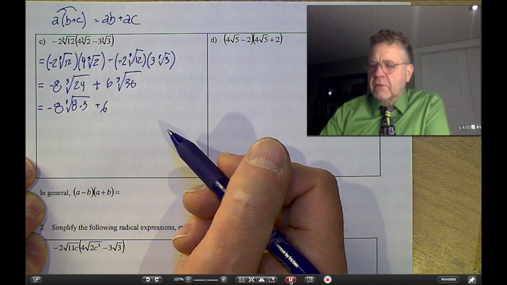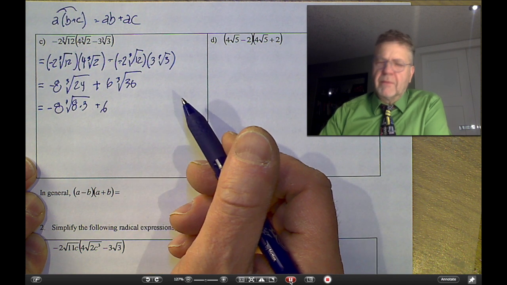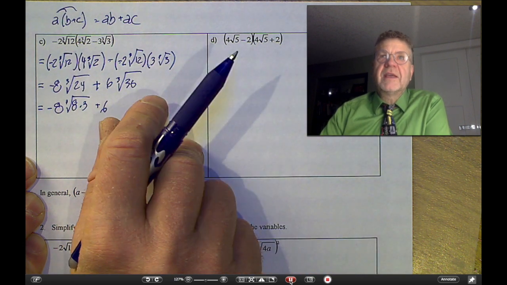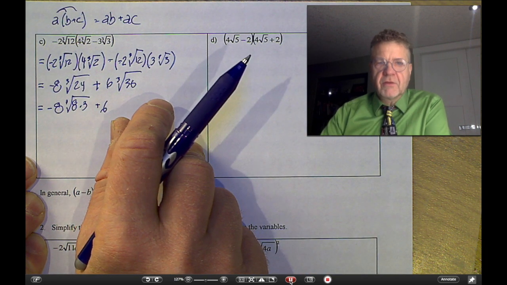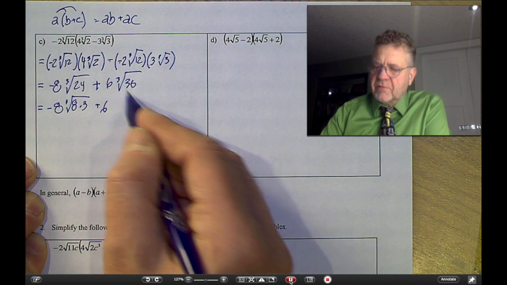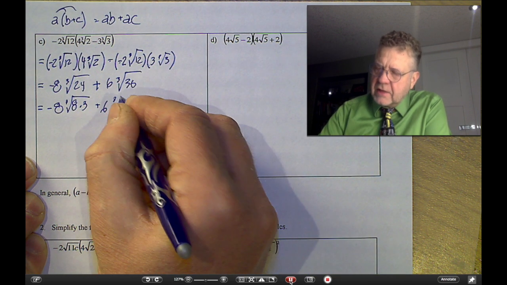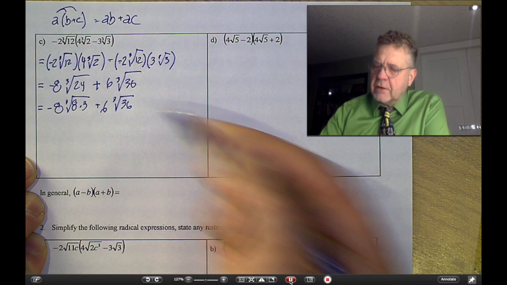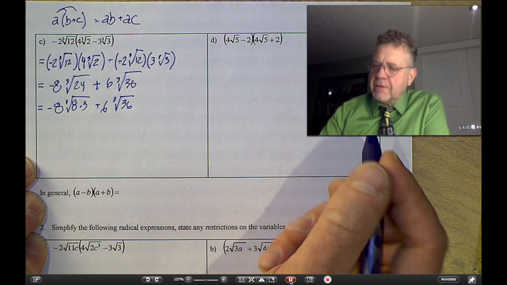I don't see 4. 4 doesn't go in there. Well, 4 is not a perfect cube. I don't see 8. 8, 8, 16, 32, nope. 9, 27, nope, that doesn't work. There are no perfect cubes in the 36, so it doesn't look like there can be much done with that at all. All right, so let's go back.